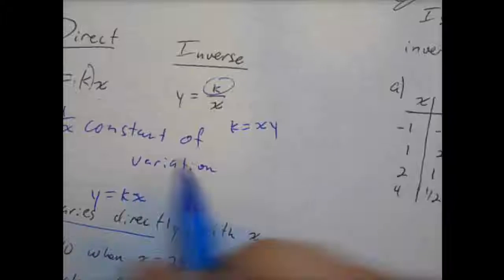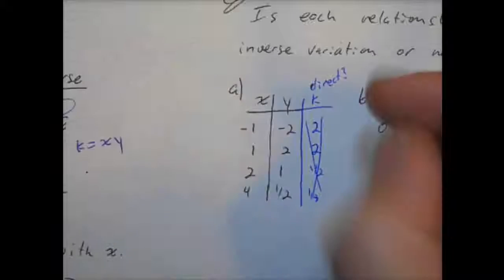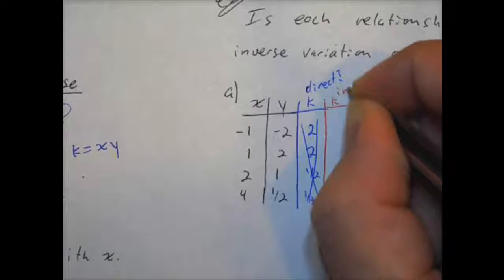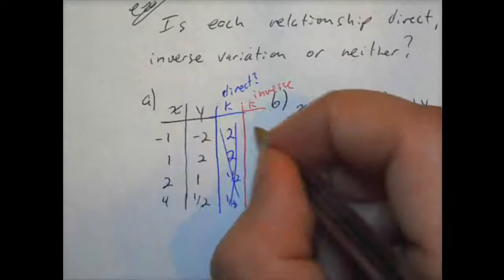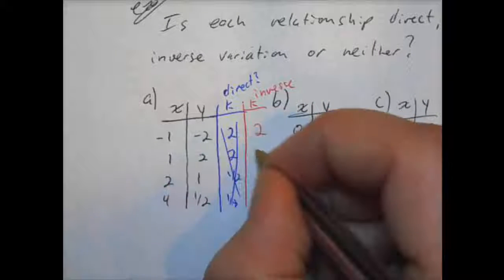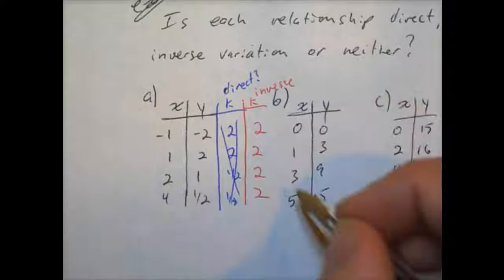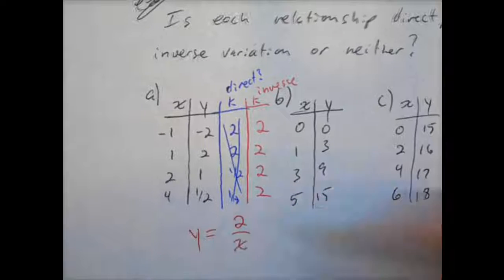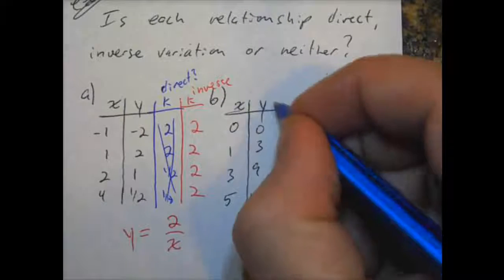Now the other operation that it could be is inverse variation, where k is equal to x times y. So maybe it is inverse. So what is my k if I am inverse? Well, I have x times y, so negative 2 times negative 1 is 2. 2 times 1 is 2. 1 times 2 is 2. 1/2 times 4 is 2. Hey-o, that means it's inverse variation where my k is 2, so my equation, if it asked me to write it, would be 2 divided by x. Cool. Same idea. So I'm going to make a k chart.